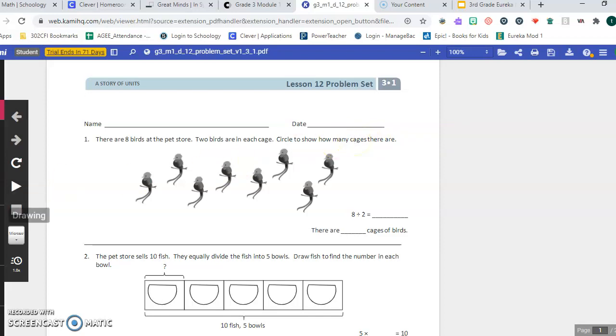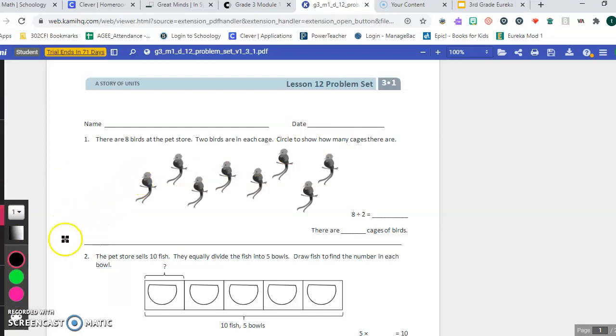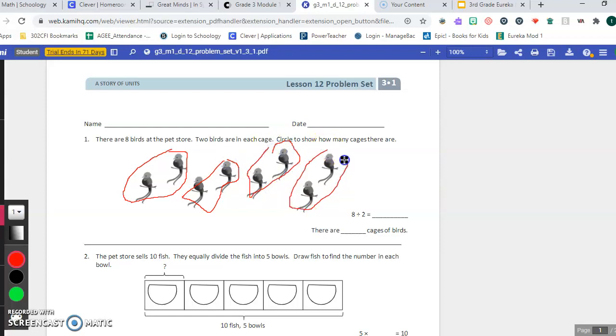All right, so I'm going to go over to my draw feature. I'm going to change to red so you can see it. I'm going to circle a group of 2. There's 1 group of 2. Here's 2 groups of 2. Here's 3 groups of 2. Here's 4 groups of 2. Do this with your pencil.